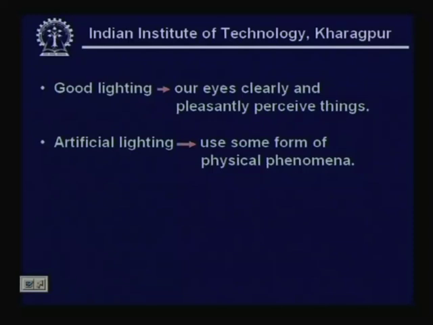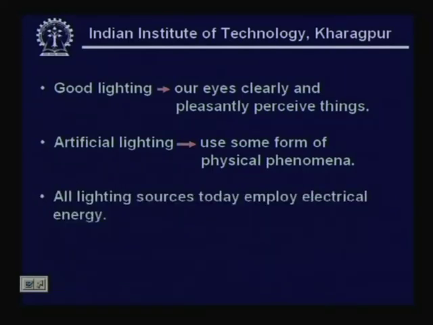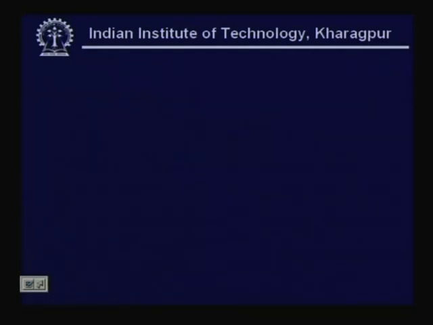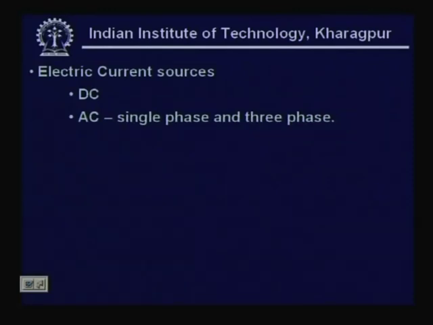It could be by way of incandescence, electroluminescence, fluorescence or phosphorescence. All of us are aware of incandescent lamps we have been using for a very long time, and even fluorescent lamps which have become abundantly available, and other discharge vapor lamps which are used in the streets. And so that is the one way, and as already told, all lighting sources invariably employ electrical energy, and as told already, the electric current sources are either DC or AC.